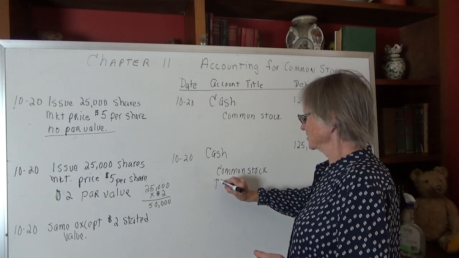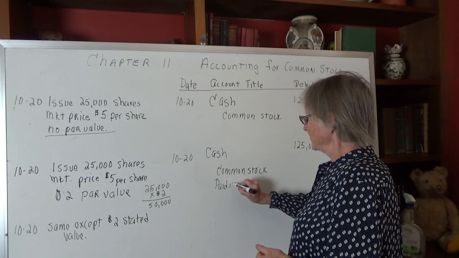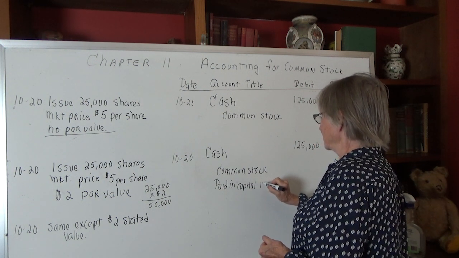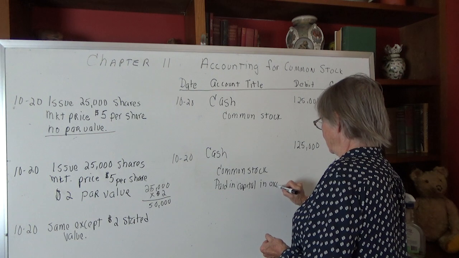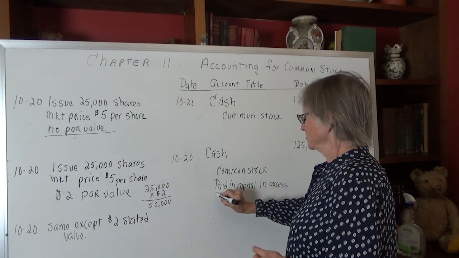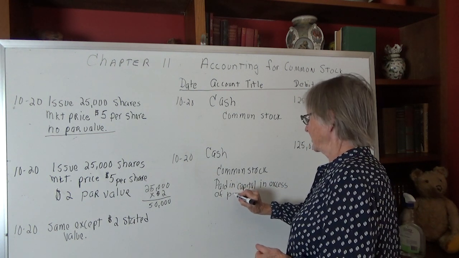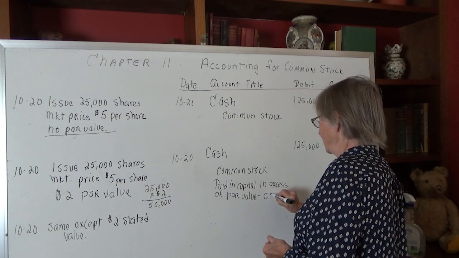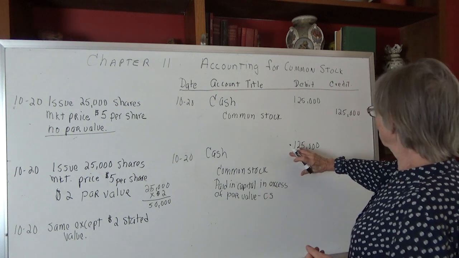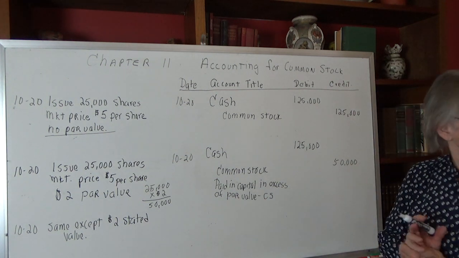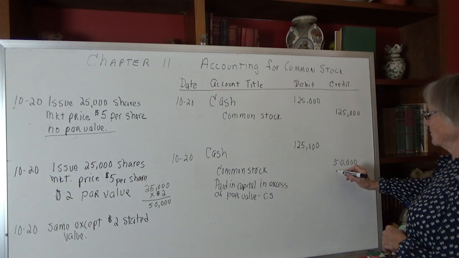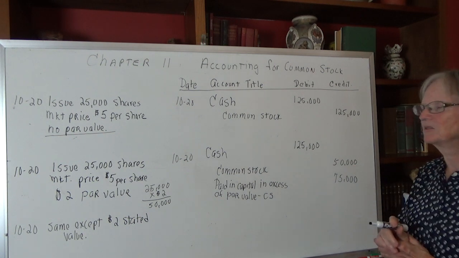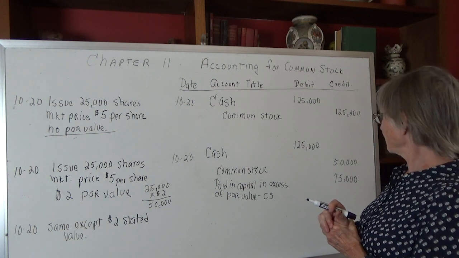I'll write this out once, I guess. Paid in capital in excess, and because it's par value, we'll say in excess of par value, and then you specify that it is on your common stock, okay? And so 125 minus the 50 means that 75,000 gets attributed to the paid in capital in excess of par value.